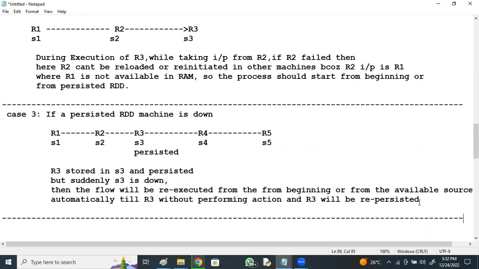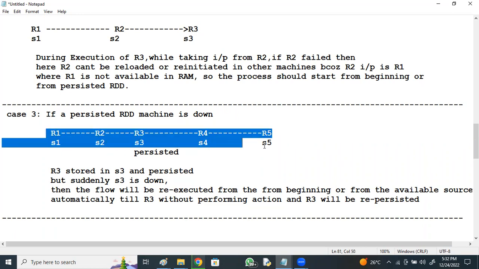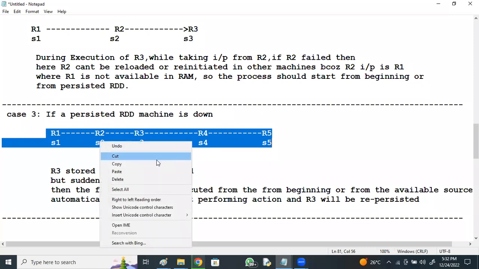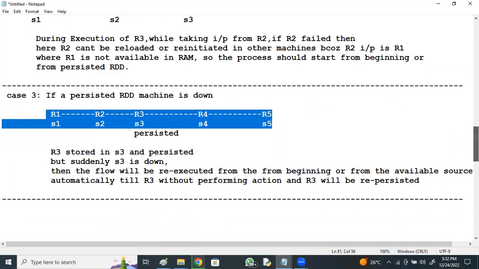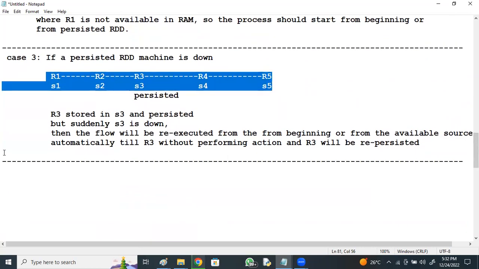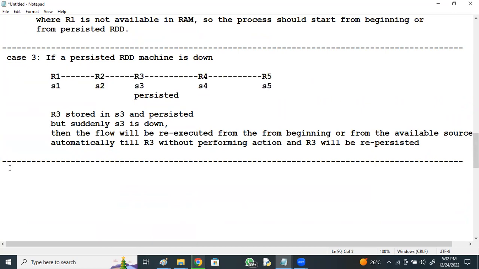Sir, if R3 is using 3 slaves and we are persisting R3, then those 3 slaves cannot be reused, right? Those three slaves will be completely filled with data. If of the 3 slaves only 1 slave is down, the other 2 can be used, right? Sorry, I did not get you.